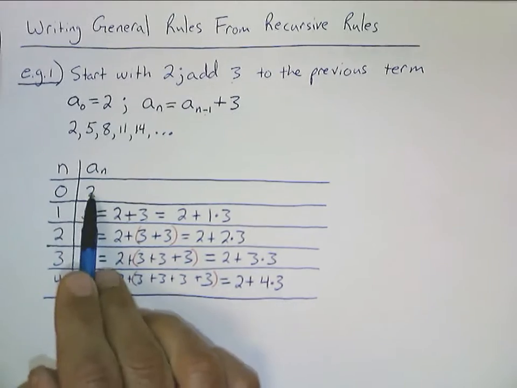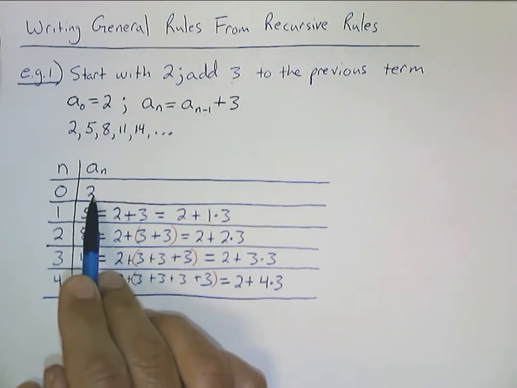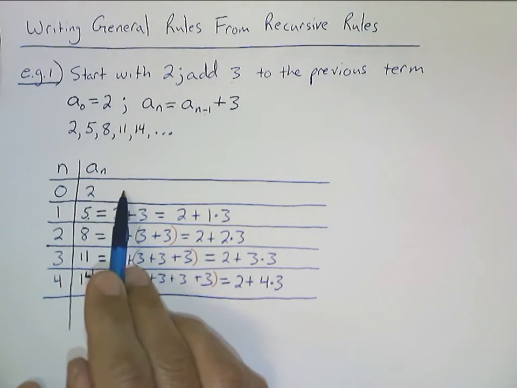And even back up here, when n was 0, this 2, we're not adding any 3's on.